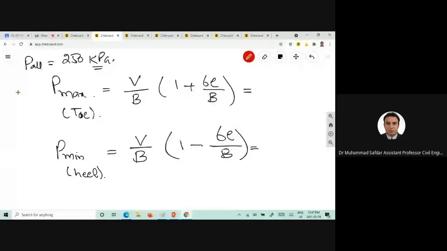Now you find out the maximum base pressure which is acting at the toe of the retaining wall, and the minimum base pressure which is acting at the heel of the wall. So you can use these equations to give me those two values so that we can compare the P max with the bearing capacity value of the soil.